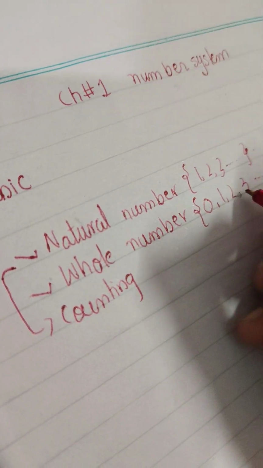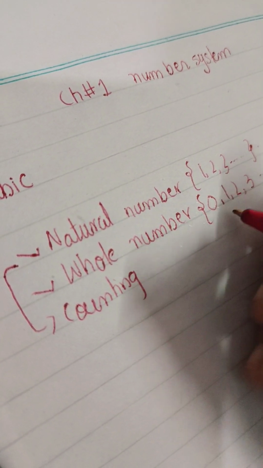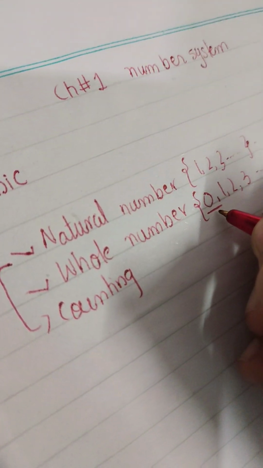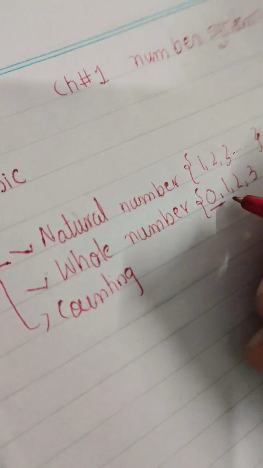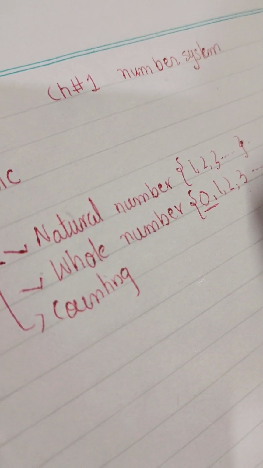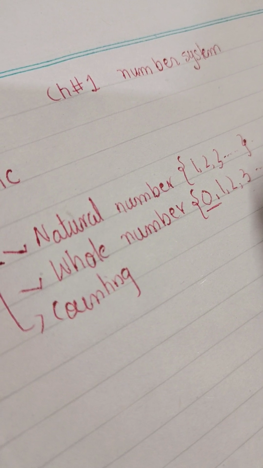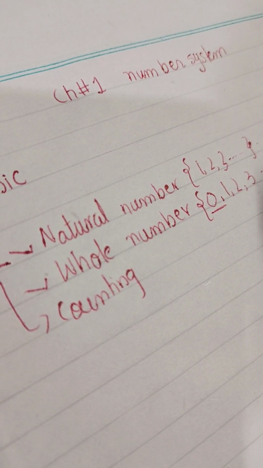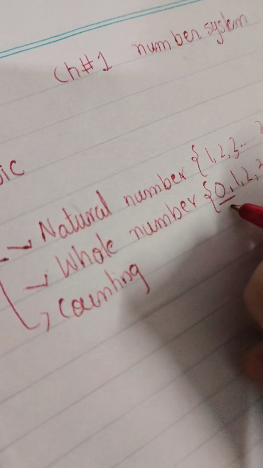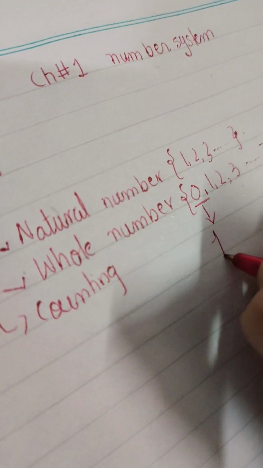Not all these 1, 2, 3, it is all for counting, but talking about this 0, because we know that whole number starts from 0. So the question arises that what's the purpose of this 0? We never asked this question from our teachers, so let me give you an answer. That 0 is for the measurement.